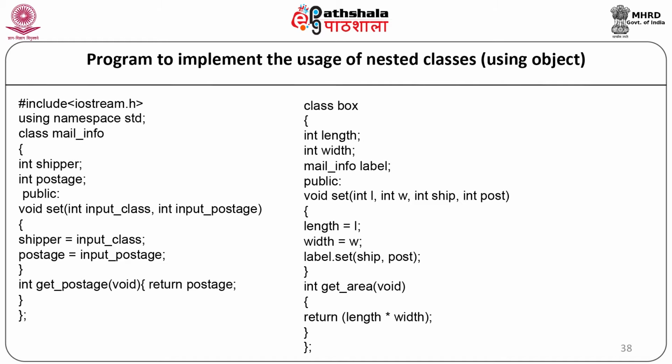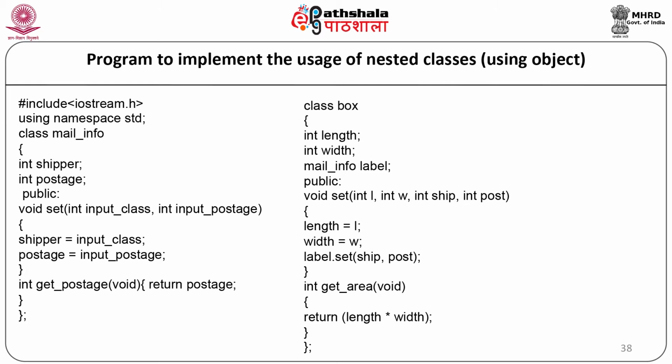In the public section we will have public colon, the member function void set. It is going to accept 4 parameters, integer L, integer W, integer ship, and integer post. Length will be equal to L, width will be equal to W, and now we are going to pass these 2 values, ship and post, to the set function of class MailInfo. So it will be done using the object of MailInfo as label.set(ship, post), and our member function will end.